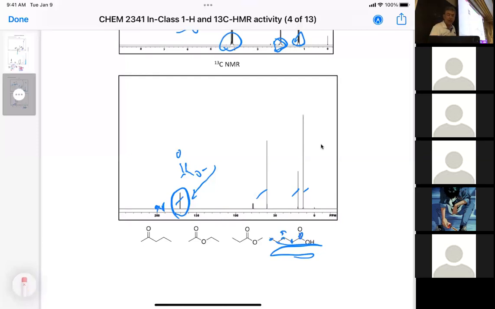So we know we have an oxygen bound to our carbonyl. So that is not that one, because that one would be up here. So it's got to be one of these. Okay, so how do we know?